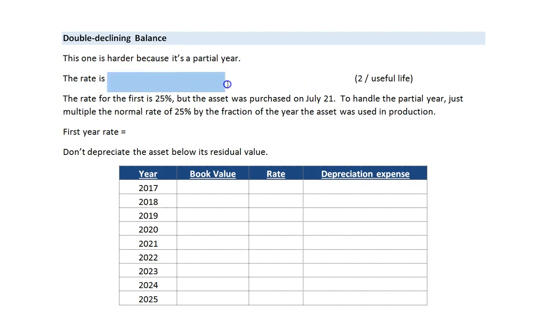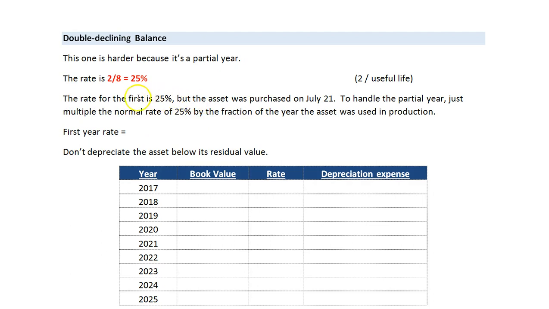Alright, so our normal rate is just going to plug into the formula. It's twice the straight line rate. So the shortcut formula is 2 divided by the useful life. So 2 divided by 8 is 25%. That is a nice even number.